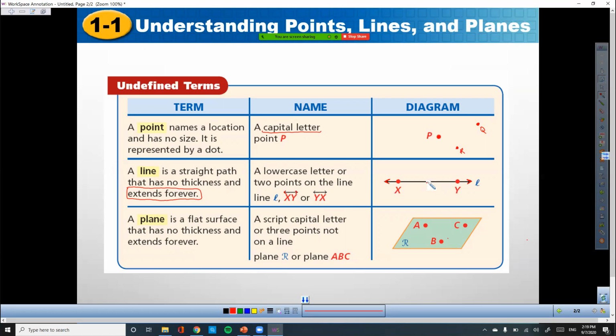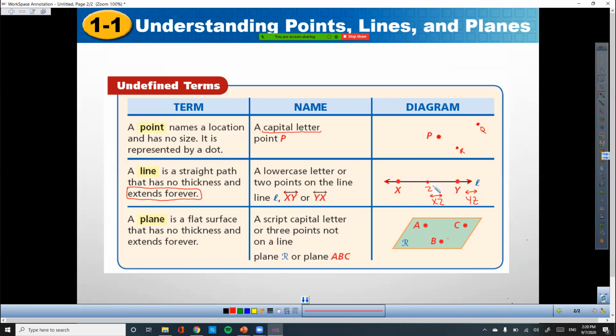For example, if I had here another point Z, this same line could also be called line XZ. Again, we use the line with the two arrowheads, or this can also be line YZ. Any two points on that line can be used to name that line. And the order doesn't matter because it doesn't have a specific direction.